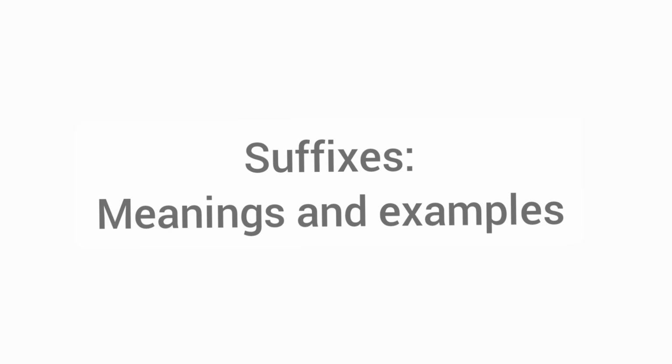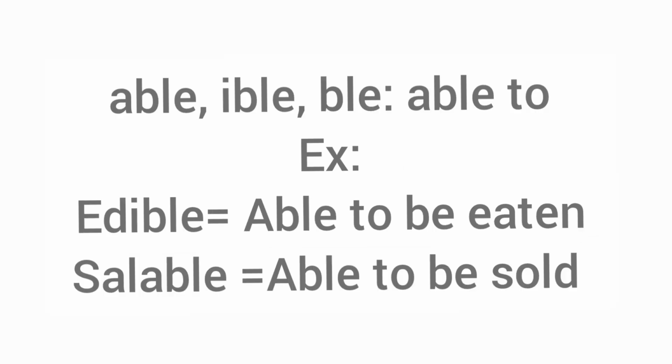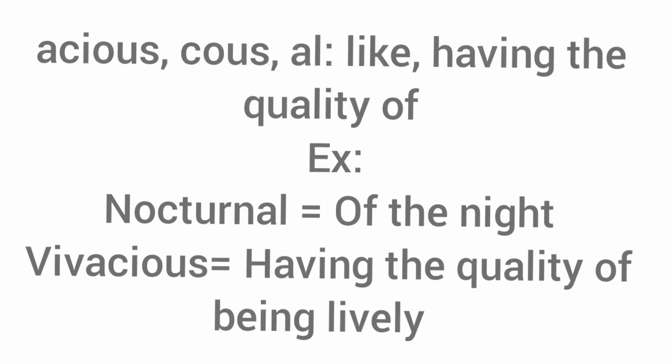Let's now explore suffixes, meanings and examples. We have able, ible. This means able to. Example, edible, which means able to be eaten. Sellable, which means able to be sold. Then al, ous, which means like or having the quality of. Example, nocturnal, meaning of the night.